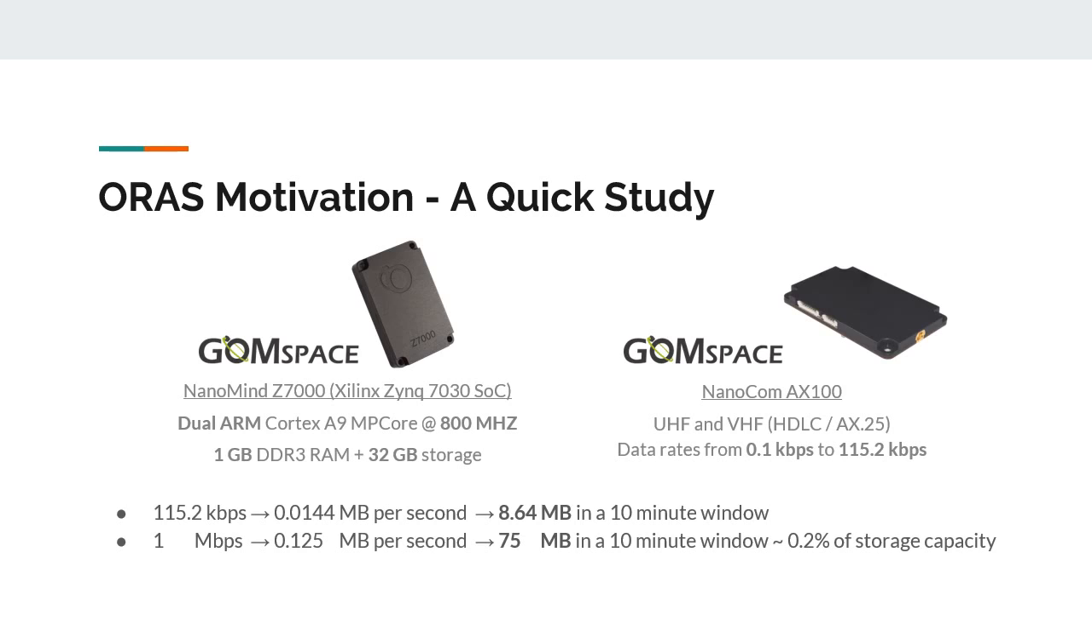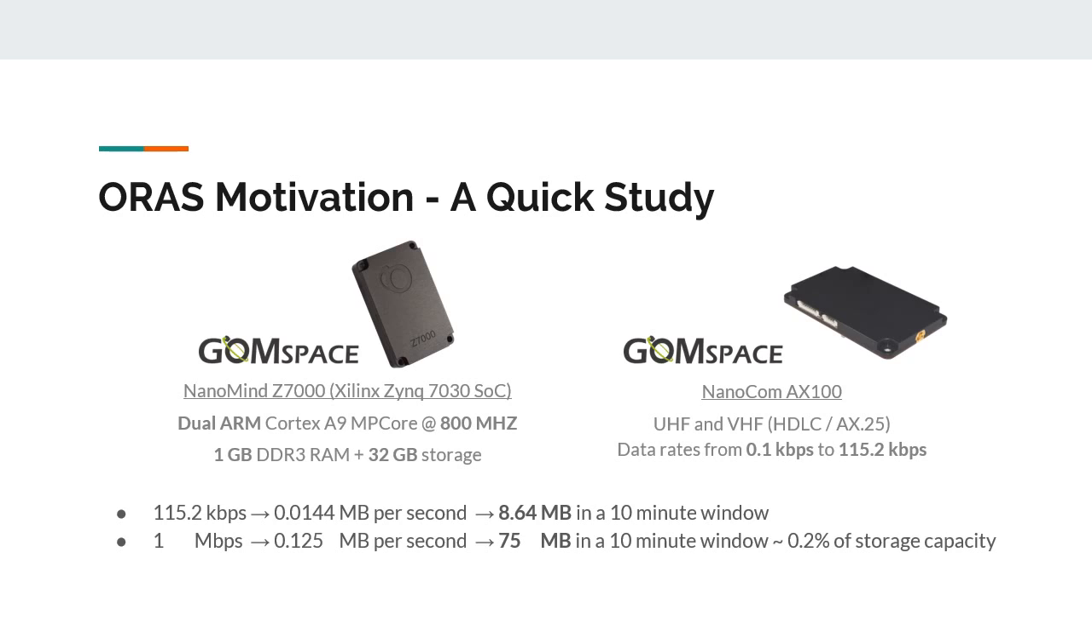This particular component has a dual ARM Cortex processor clocking at 800 megahertz, which is quite a powerful processor, and it already includes 1 gigabyte of RAM and 32 gigabytes of non-volatile storage. This can easily grow to maybe a few hundred gigabytes with barely any effort and no very large cost for a traditional CubeSat mission.